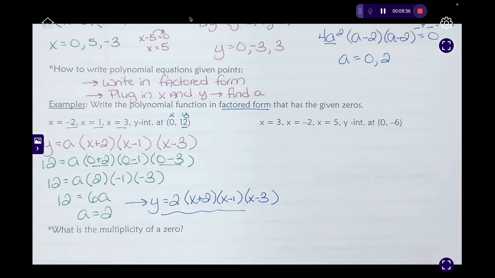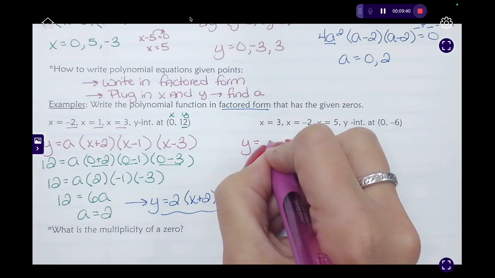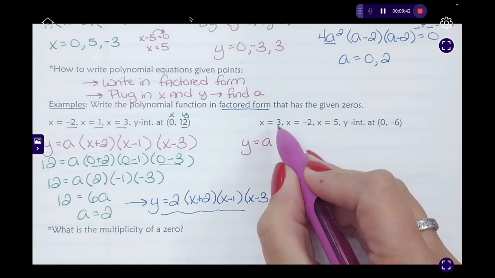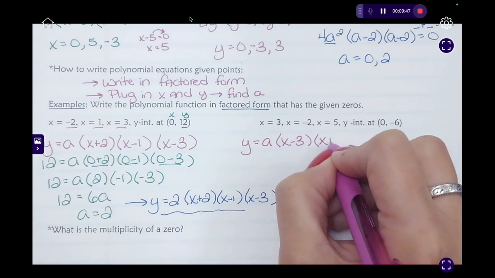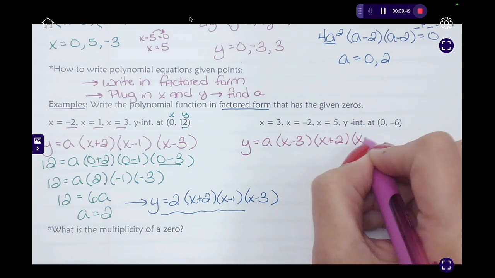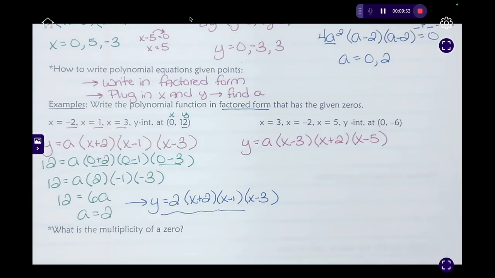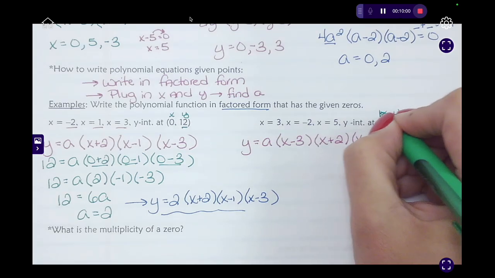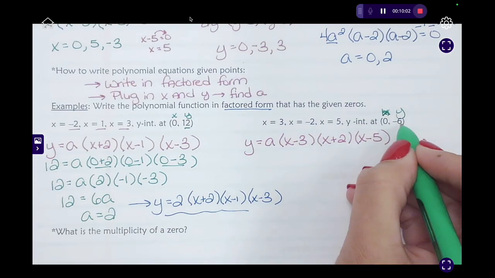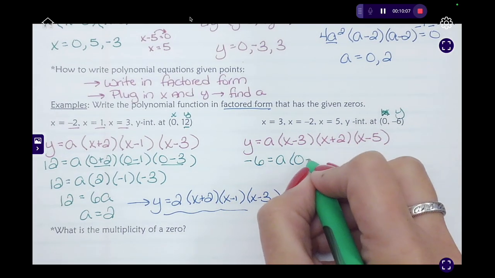So looking at the next one, same concept. Again, be careful right here when I start writing my equation. In that factored form, I'm going to do the opposite. So this would be x minus 3, x plus 2, and x minus 5. So make sure you take the opposite of those solutions. Then we're going to take that y-intercept they gave us, and we're going to plug it in for x and y. So y would be negative 6, and then all of those x's I'm plugging in 0.